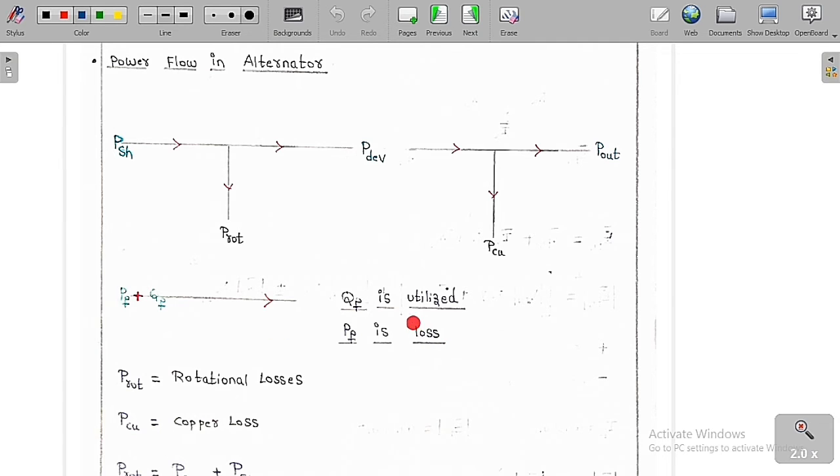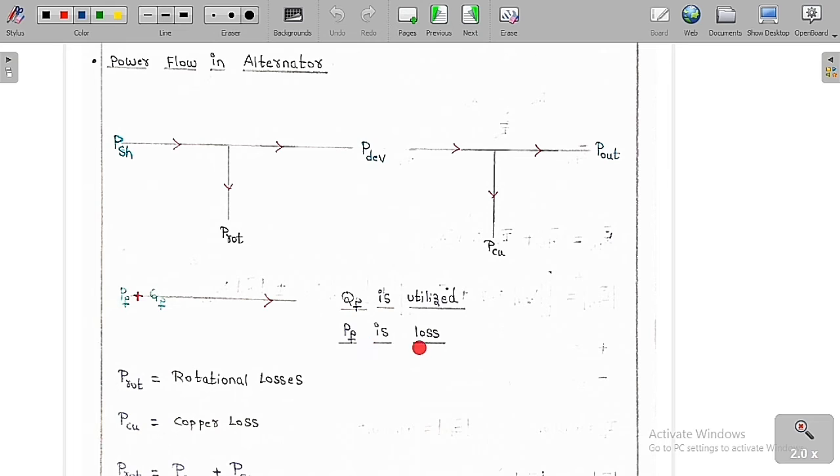Whereas the reactive power is going to be utilized for making the flux. So in the field winding, we are going to give the active power and also the reactive power. But the active power is lost in the form of heat in the field winding, whereas the reactive power generates the flux and is utilized. So therefore, QF is utilized, but PF is lost.